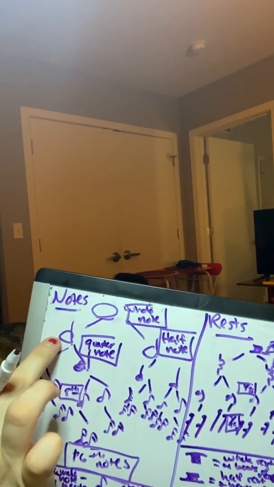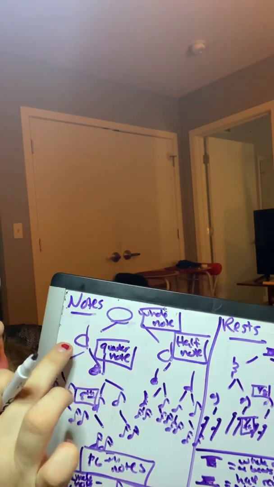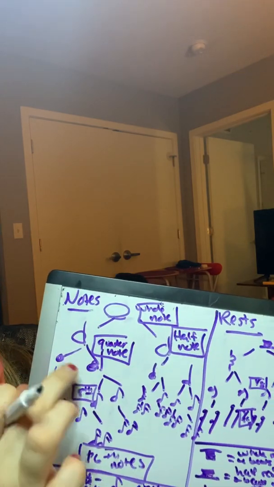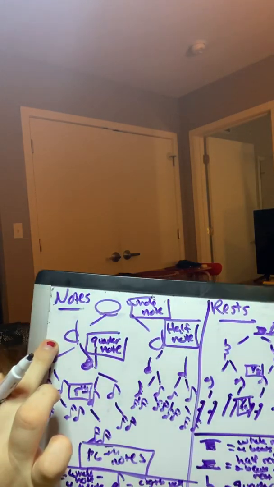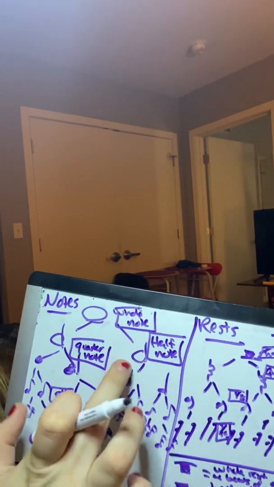Now you're going to divide the half note in half. So 2 divided by 2 is 1. So you need 1 quarter note here, 1 quarter note here. 1 plus 1 is 2. From there, you do the exact same thing on this side. 1 plus 1 is 2.